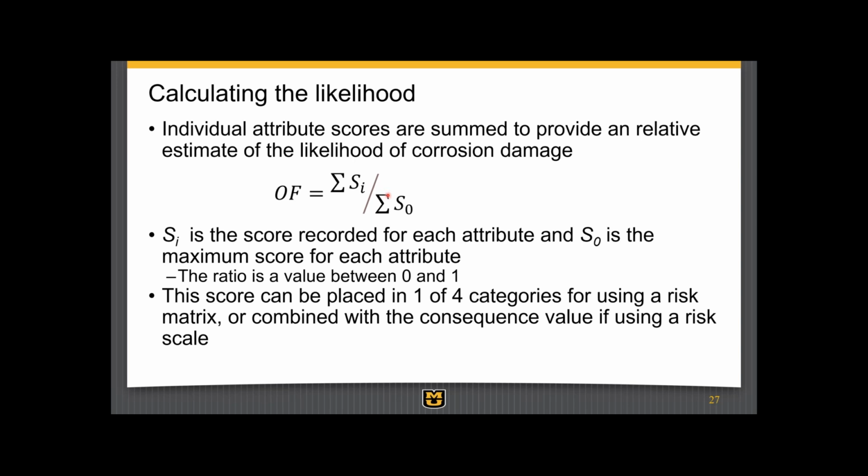So maybe there's 300 points in the model, and this particular tendon score is 120 points. You put that into a particular category in terms of risk. Okay, so you can put that into one of four categories if you're using a risk matrix, or you can combine it with the consequence if you're using a risk scale, which is just a scale from 0 to 100.